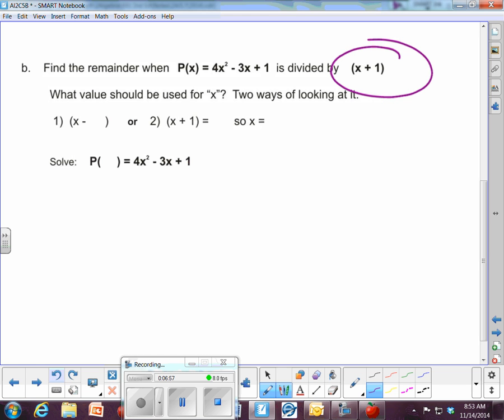Okay, so to use the remainder theorem, what value should be used for x? And there's 2 ways of looking at it, right? Remember, in this situation, there is a plus sign there, right? Not a minus. So just like we did with parabolas, the first way to look at it right here would be x minus a what? X minus a minus 1, right? That would be one way of looking at it.